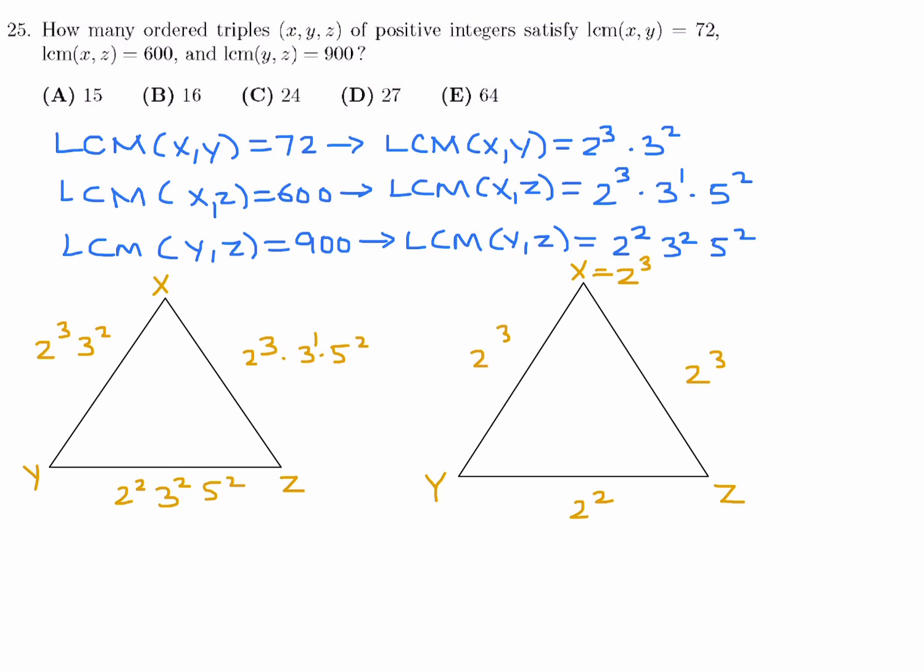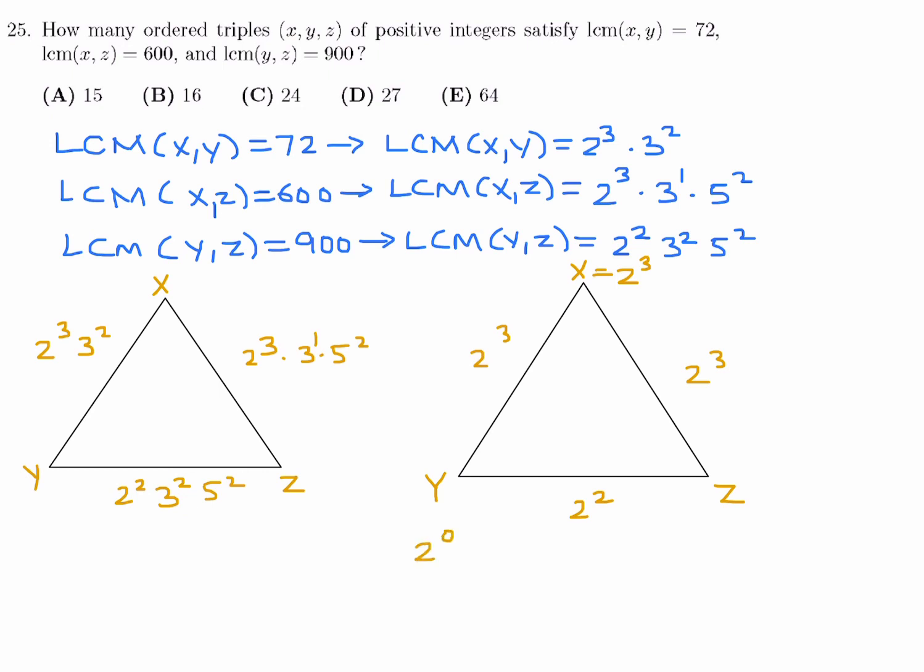its factors. It might be entirely equal to 2 to the power of 3, or it might have 2 to the power of 3 as part of its factorization. But regardless, it definitely has 2 to the power of 3. So now I've got to figure out what is y and z. Well, they have an LCM of 2 to the power of 2. So we've got a few choices here.